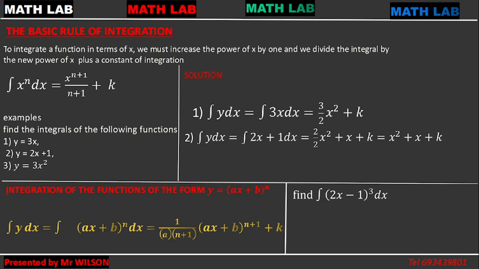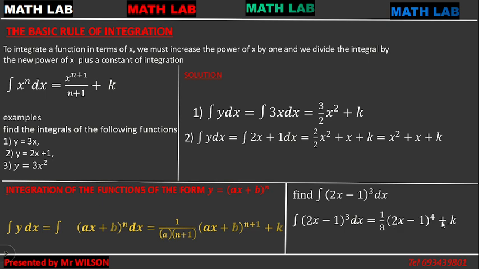Okay, so we are going to find the integral of (2x - 1)^3 dx. Just simply applying the formula, we are going to get that the integral of (2x - 1)^3 dx equals 1/8 (2x - 1)^4 + k.